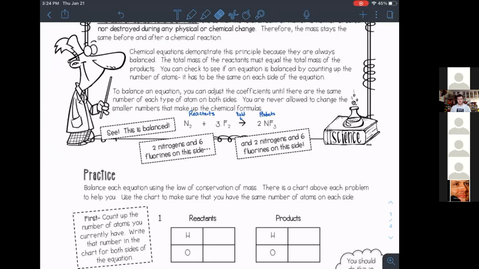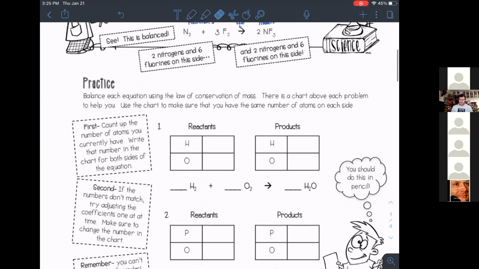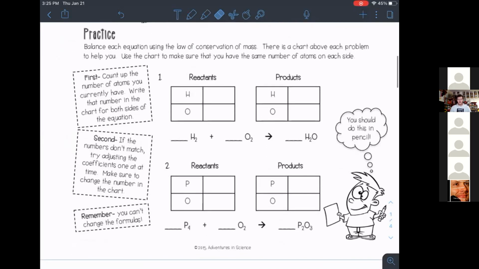So for this first one, what we need to do is balance each equation by using the law of conservation of mass. There is a chart above each problem to help you. Use the chart to make sure you have the same number on each side for each atom. So it gives us our steps. And our first step is to count the number of atoms you currently have. We're gonna write that number in the box.